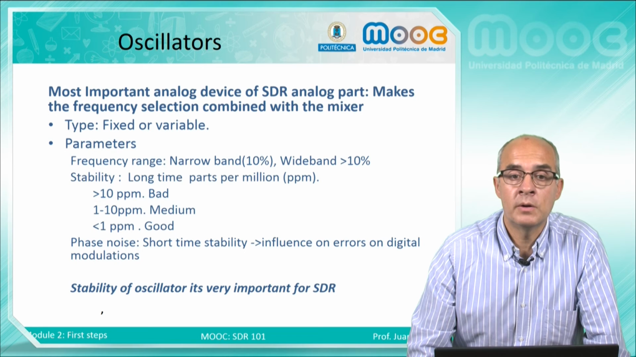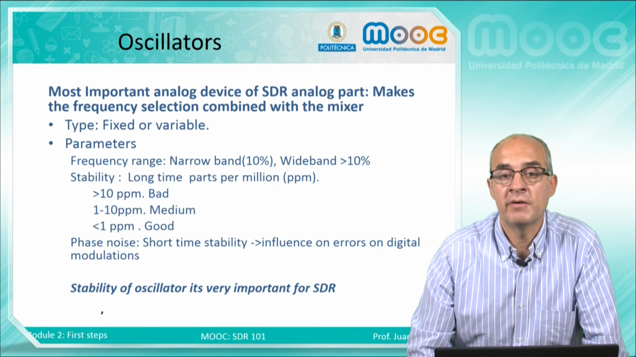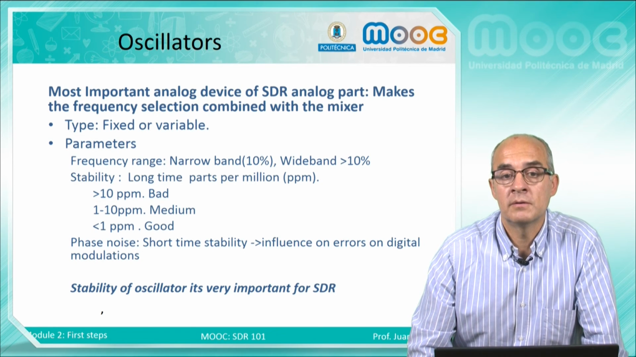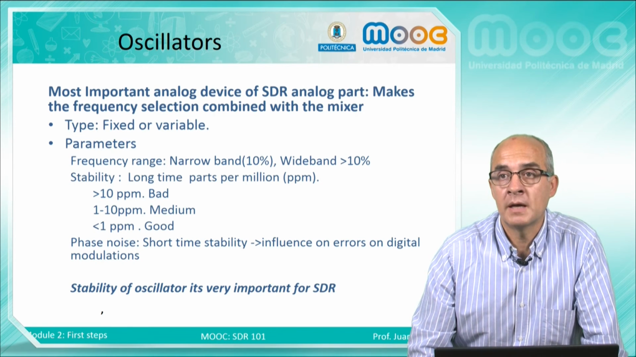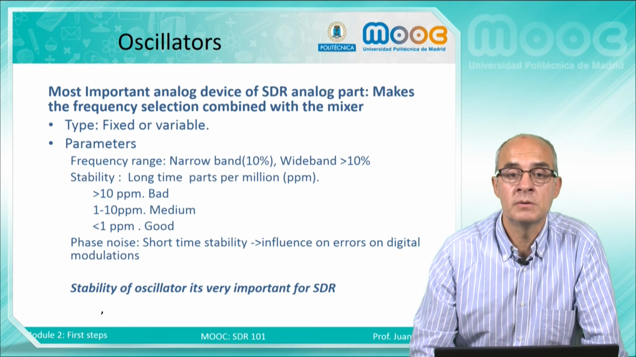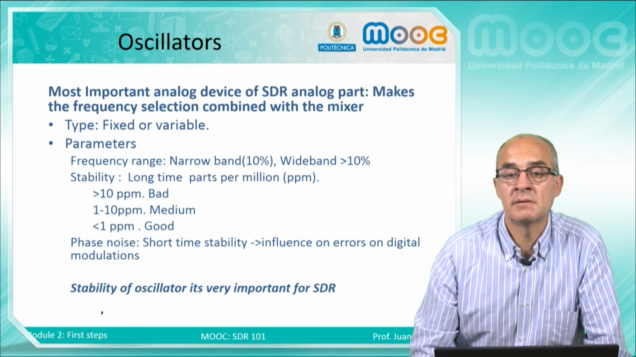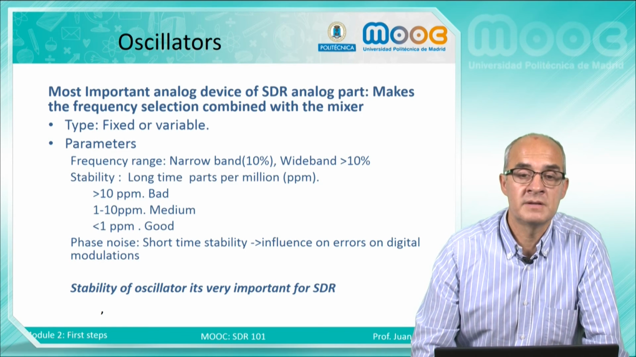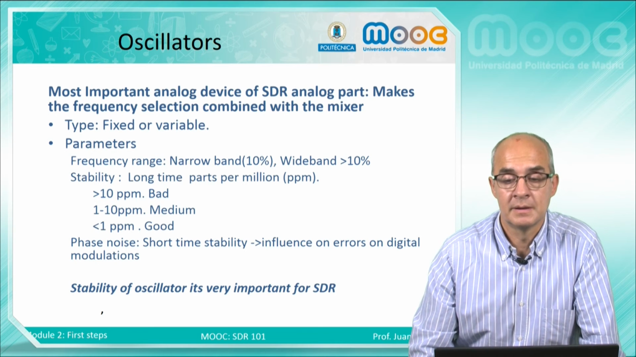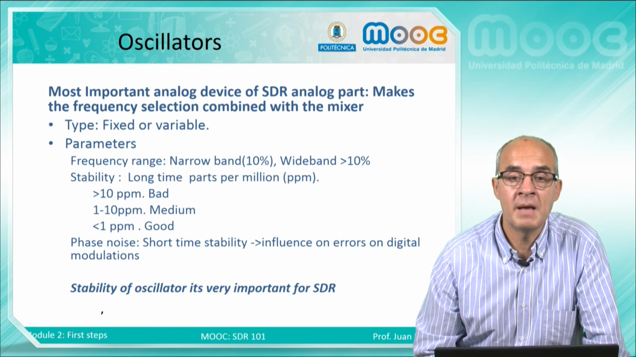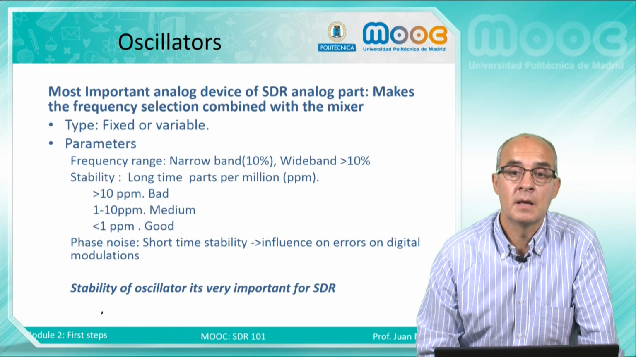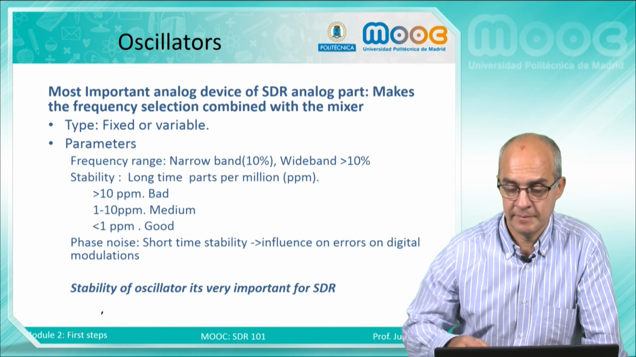There is also another important parameter, which is the phase noise. We call short time stability to the phase noise. This is important, especially in digital modulation, because it can generate errors in the receiver or in the transmitter. So we can say that stability of oscillator is the main parameter for a quality software-defined radio.